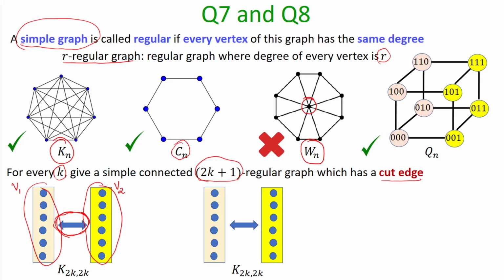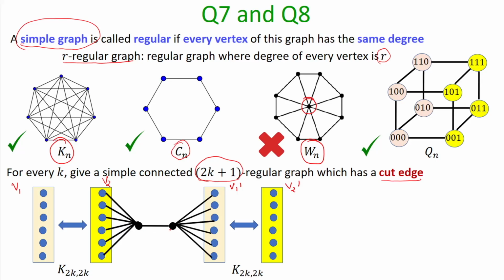And similarly, I take another copy of a complete bipartite graph, and I call the bipartition of this copy V1 prime and V2 prime. And again, I have an edge between every node in V1 prime and every node in V2 prime. So this is my V1, V2, V1 prime, V2 prime. Now I need to ensure that my graph has a cut edge. So I try to introduce a cut edge. So this will be my overall cut edge.